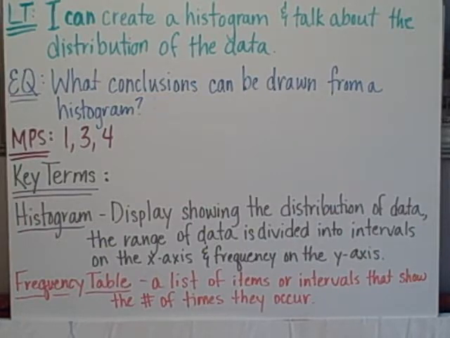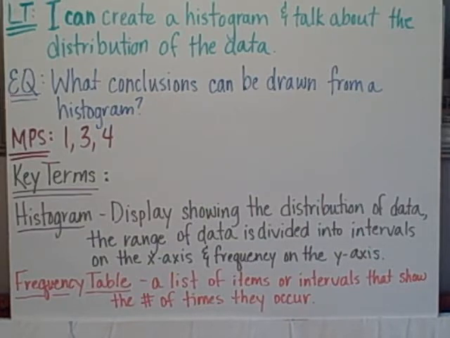We have several key terms and some of them are lengthy, so feel free to change the wording so that it fits your understanding. Just try not to lose the true meaning. Histogram: that is a display and it shows the distribution of data. The range of the data is divided into intervals on the x-axis, and the frequency, or how often those things happen, is going to be listed on your y-axis.